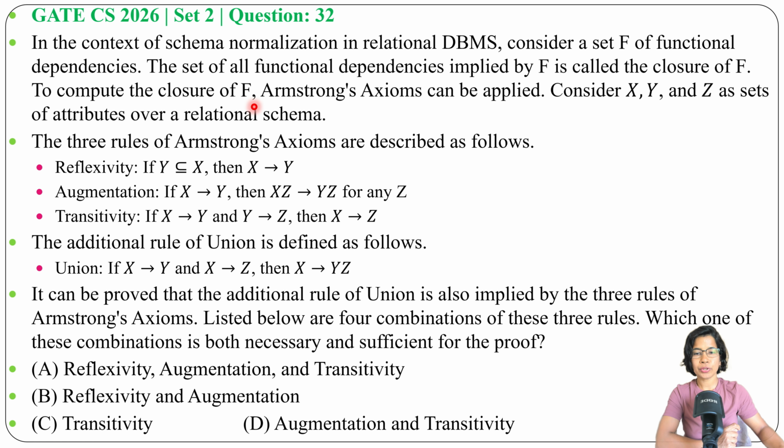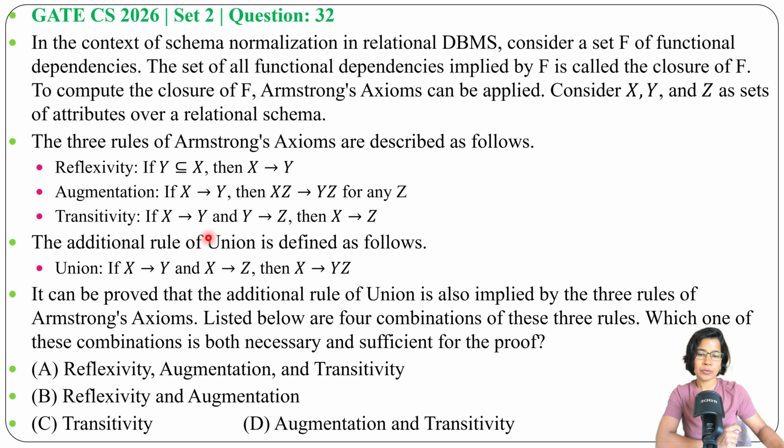To compute the closure of F, Armstrong's axioms can be applied, where X, Y, Z are sets of attributes over a relational schema. The three rules of Armstrong's axioms are described as follows. Reflexive: if Y is a subset of X, then X implies Y. Augmentation: if X implies Y, then XZ implies YZ. We are adding Z to both left and right for any Z. Next, transitive: if X implies Y and Y implies Z, then X implies Z.